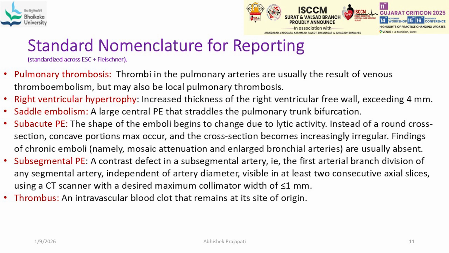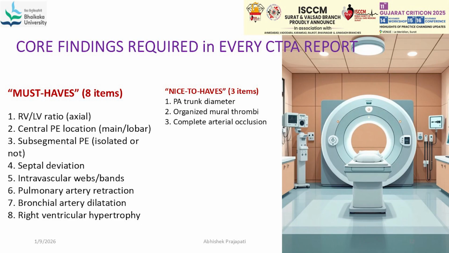Now, the core findings required to report CTPA. There are 8 must-haves and 3 likely-to-haves. So what are these 8 must-haves? The 8 must-haves are the RV by LV ratio, central PE location in the main or lobar artery, subsegmental PE isolated or not, septal deviation, intravascular waves or bands, pulmonary artery retraction, bronchial artery dilatation, and right ventricular hypertrophy.